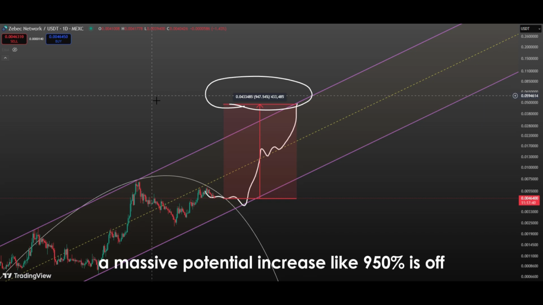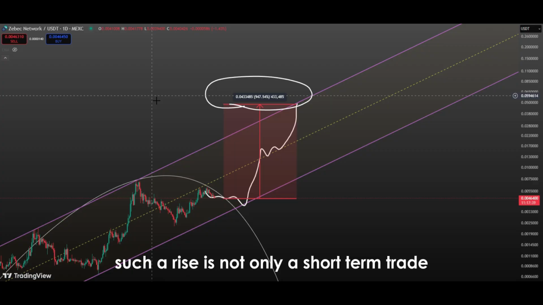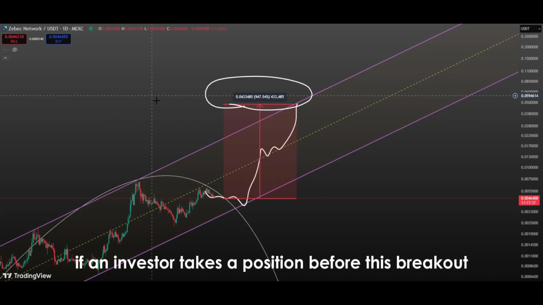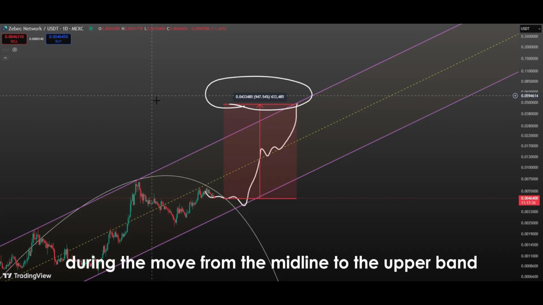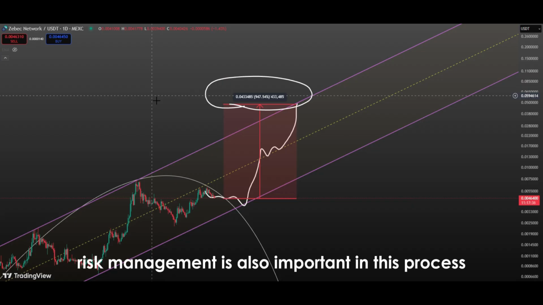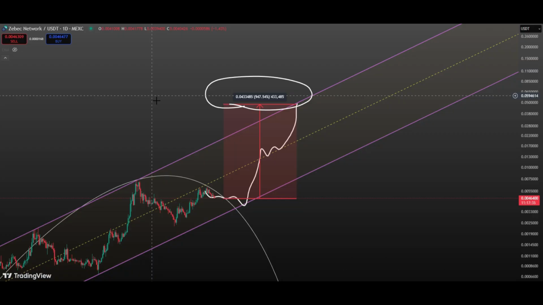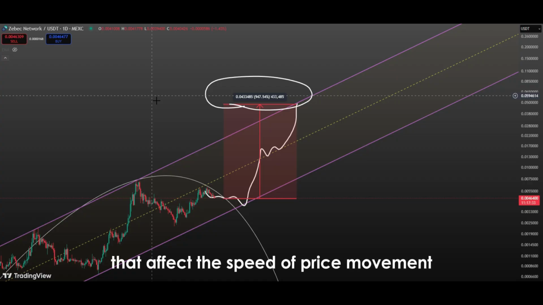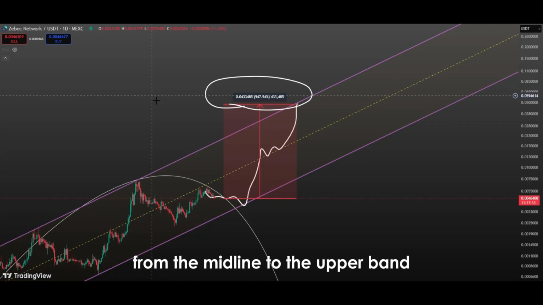A massive potential increase like 950% is often the dream of long-term investors. Such a rise is not only a short-term trade, but also a strategy that can multiply a portfolio. For example, if an investor takes a position before this breakout, they can make significant profits during the move from the midline to the upper band. Risk management is also important in this process. After the midline is broken, setting stop-loss levels in case the price falls back below it is essential to protect against possible reversals.